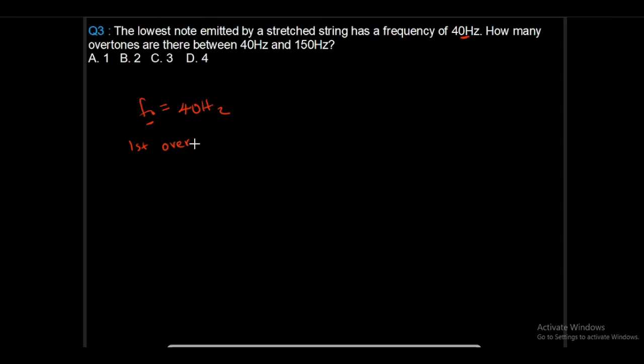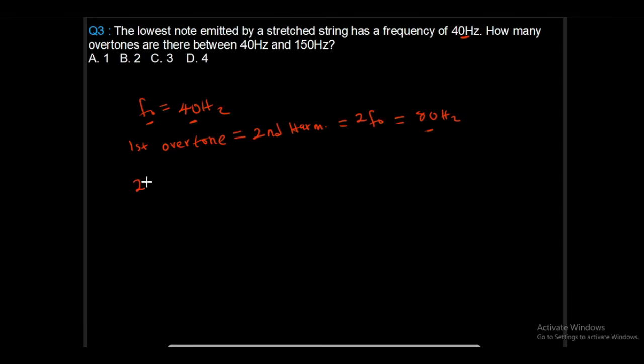So we have first overtone is higher than first harmonic but is equal to second harmonic. So basically we just write down here first overtone to be equal to second harmonic, which is going to be 2 times fundamental frequency. So we're going to have 2 F naught. This is first overtone. Remember the question says how many overtones are there between 40 hertz and 150 hertz. So this is one of the overtones we have. So we have 2 times F naught, which F naught is 40, so we have 2 times 40, which is 80 hertz. So this is one of the overtones.